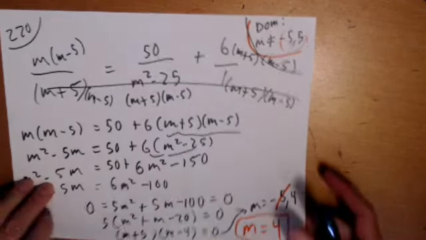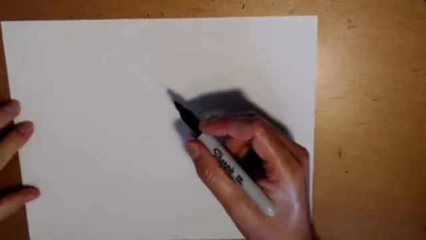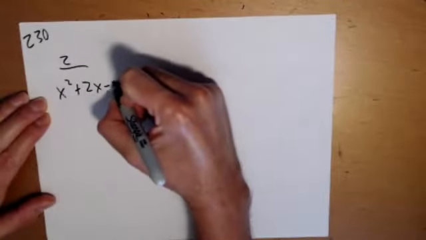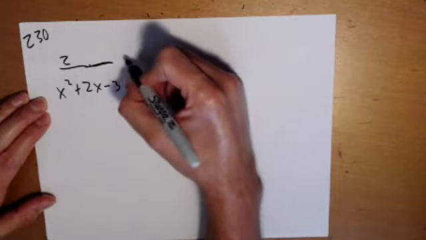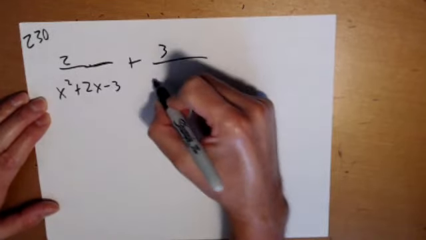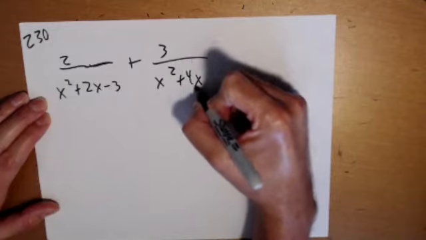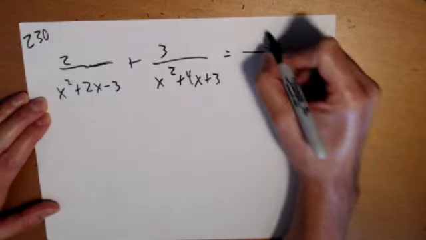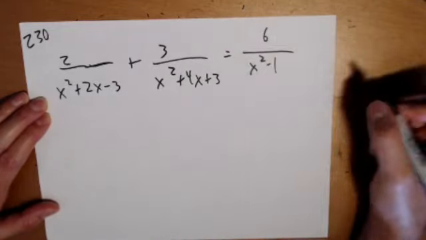230. So again, you understand the game. They just try and make things more complicated, not conceptually, just calculations-wise. 2 over x squared plus 2x minus 3 plus 3 over x squared plus 4x plus 3 equals 6 over x squared minus 1.